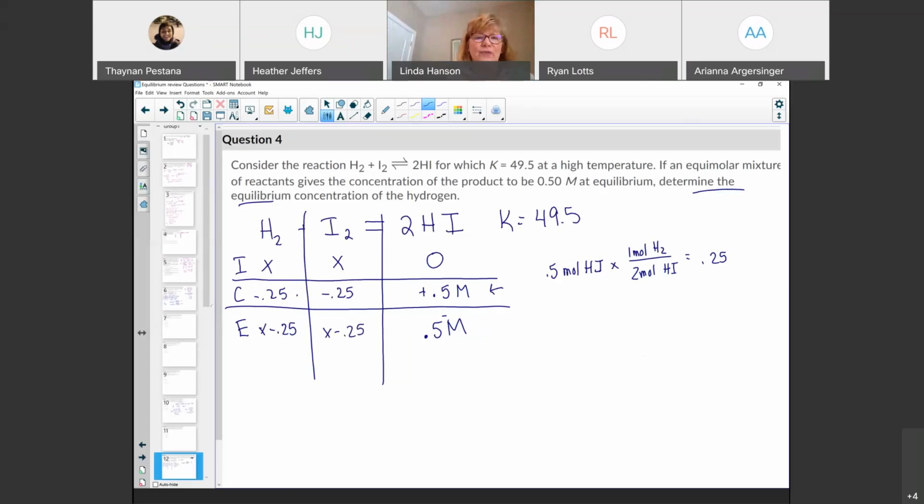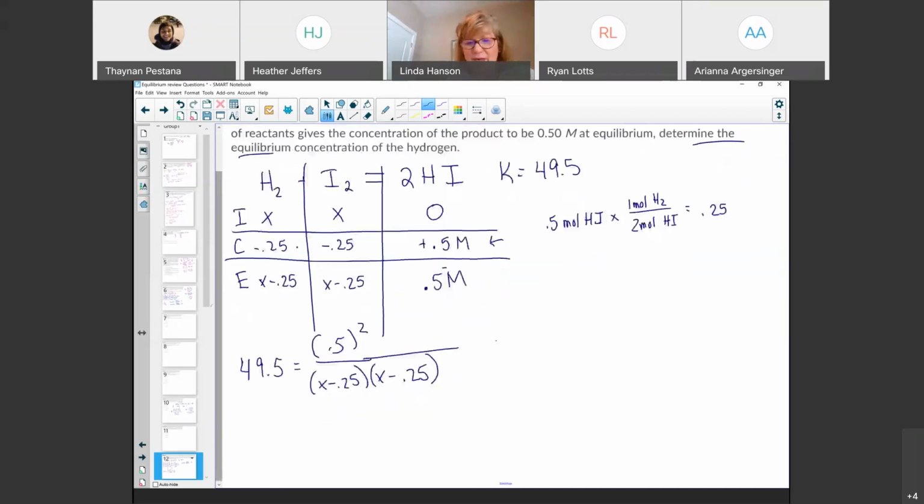So this is the row for equilibrium. We have X minus 0.25 being the equilibrium value of hydrogen, as well as the equilibrium row for iodine, and we have HI now as 0.5. We know that 49.5 would be equal to the concentration of HI squared over the reactants at X minus 0.25 respectively.